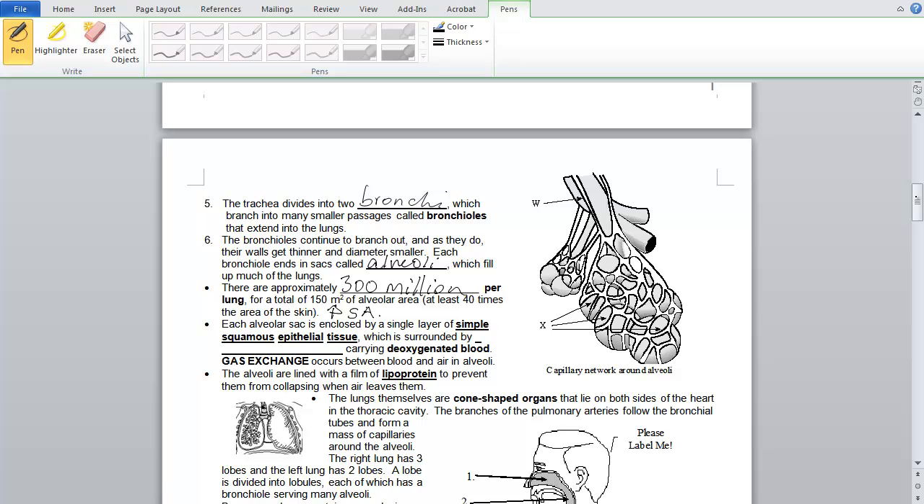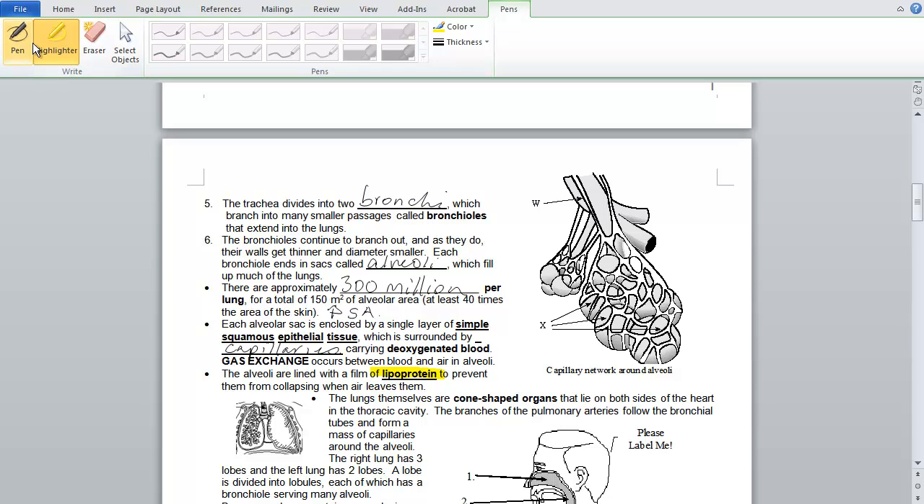Each alveolar sac is enclosed by a single layer of cells, which is surrounded by capillaries. So there are many capillaries carrying deoxygenated blood here. Gas exchange is going to occur between the blood and the air in the alveoli. The alveoli are lined with a thin film of lipoprotein, and this lipoprotein is just to prevent the alveoli from collapsing on themselves. So let's go to this diagram here on the right.